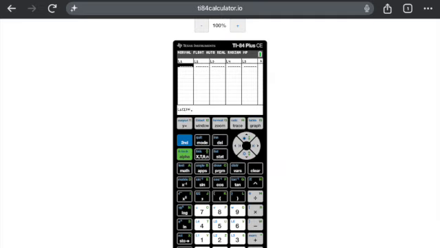So type in 0.7, 0.5, 1.3, 1.9, 2.5, 2.75, whoops, 3.25, 3.6, 4.3, and 4.5. And then L2 will come from our outputs, our y values. That's the total cost of the trip.